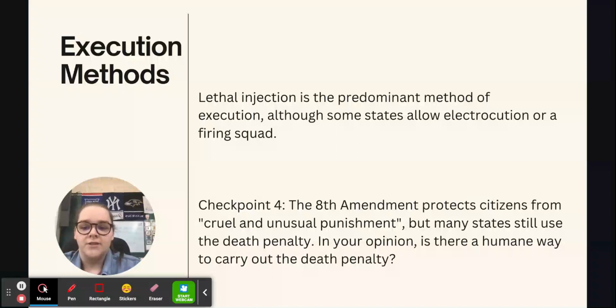But now we have to ask ourselves, for our final checkpoint question, the Eighth Amendment protects citizens from cruel and unusual punishment, but many states still use the death penalty. In your opinion, is there a humane way to carry out the death penalty, knowing what you know about the primary means of execution?